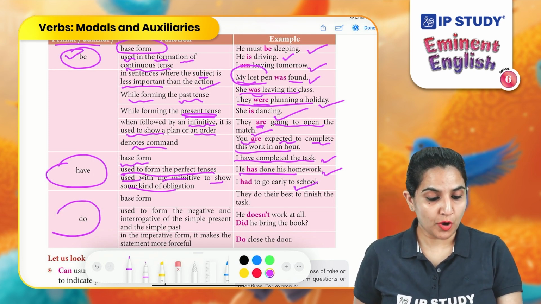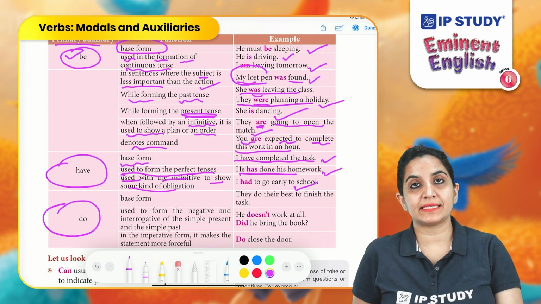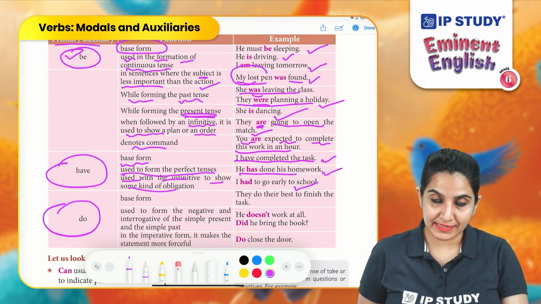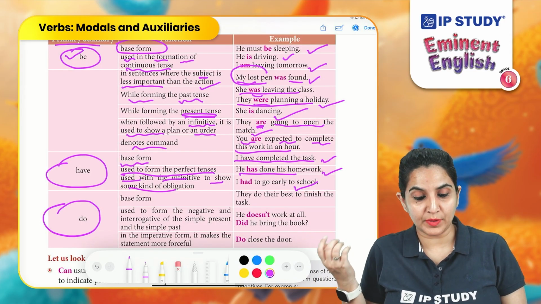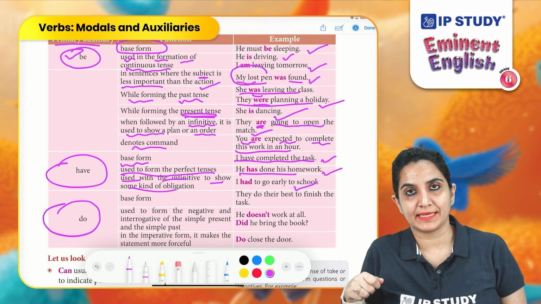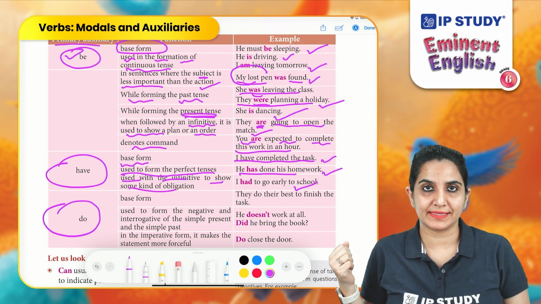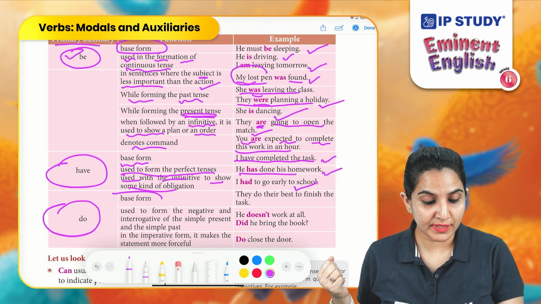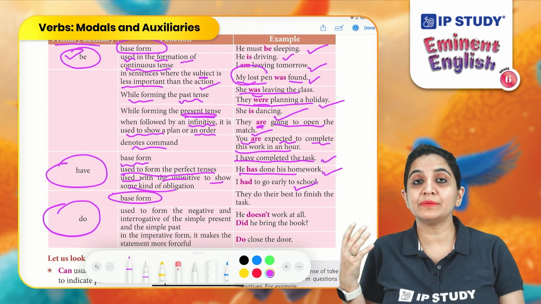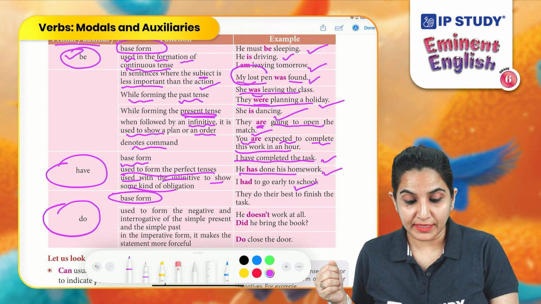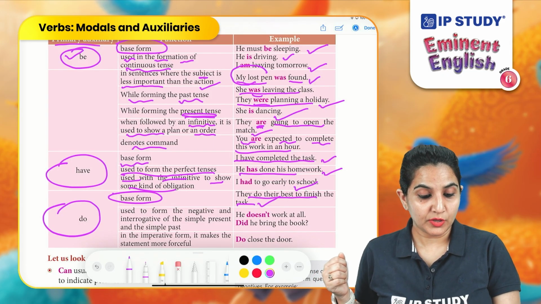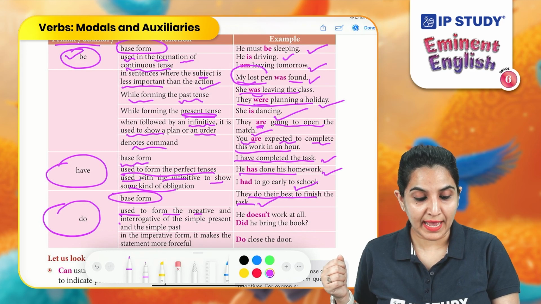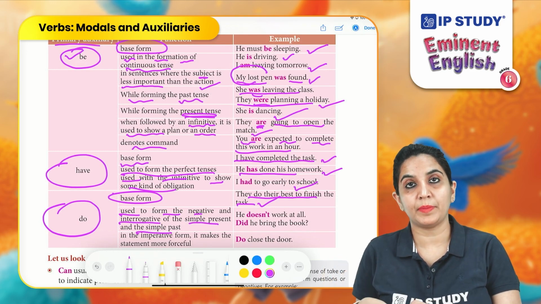With the do form of verb, you can use it as a base form, as in the negative sentences, also to form the simple present and simple past tense. Let us understand with examples. While using the do form as the base form, they do their best to finish the task. Used to form the negative and interrogative of simple present and the simple past.